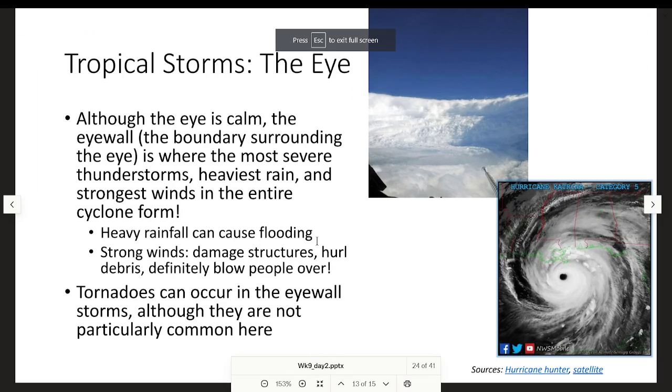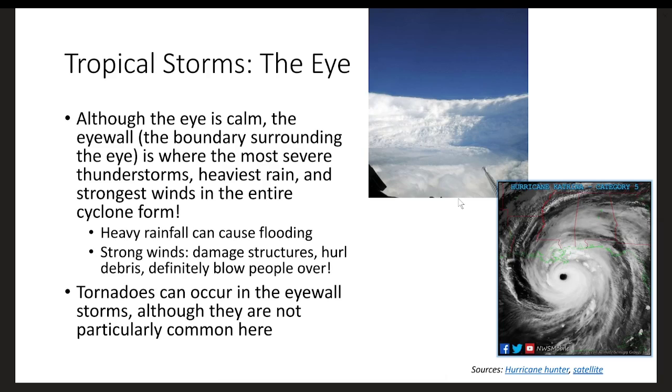Got ahead of myself. Oh, look at this. Hurricane Katrina. That stuff was so nasty. So the eye is calm. The eye wall is where the most severe thunderstorms, heaviest rain, and strongest winds in the entire cyclone form. It's converging at the low and moving around the low. It's not hitting the low, it's moving around it because of the Coriolis effect. So it's strongest at the eye wall, but inside the eye it's calmer. Heavy rainfall can cause flooding, and the strong winds can damage structures, hurl debris, and blow people over.